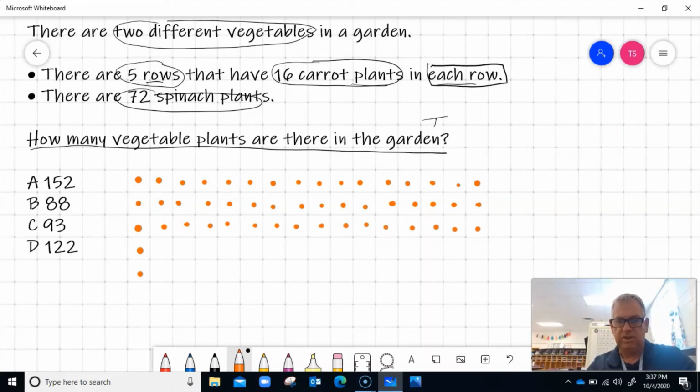And I got 16 in each row. I'm on my 4th row now. And I'm making an array. My arrays are equal rows, equal length rows. And I'm using my grid paper to help me keep organized here.